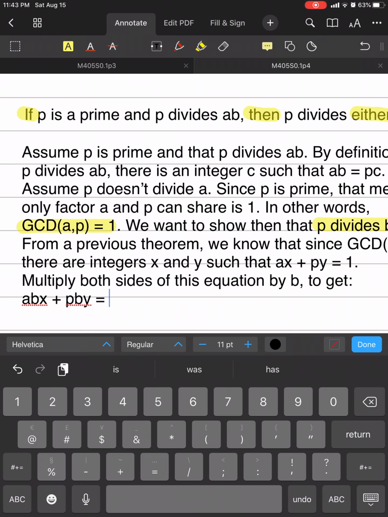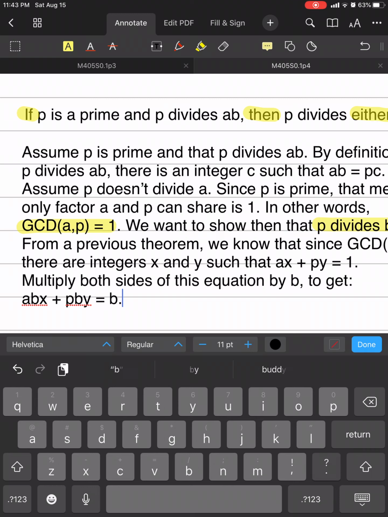equals B. You can hear Loki scratching at the couch, can't you? He's going nuts. I don't know what's going on. All right, so I guess I'll have to play with him when this is over with.